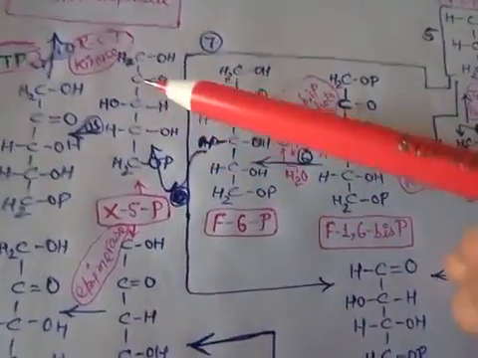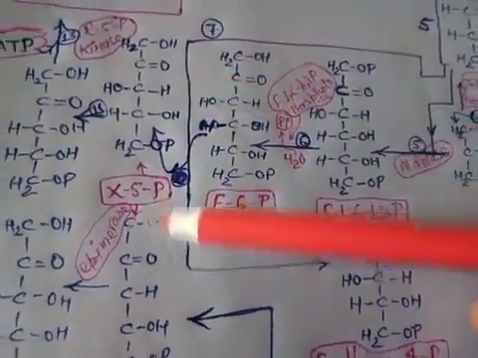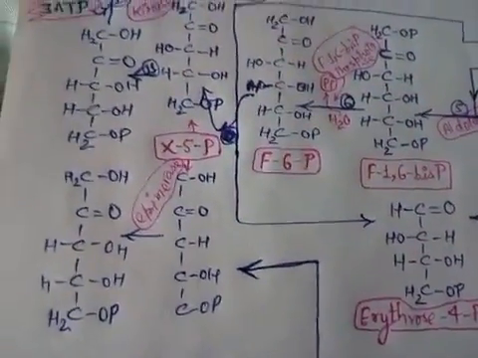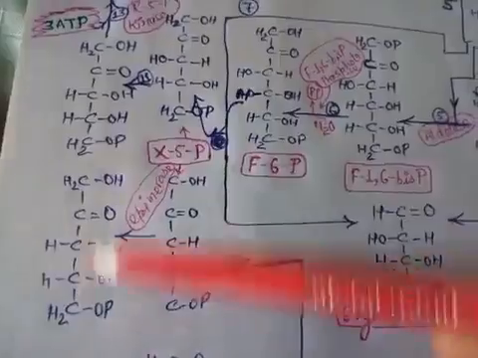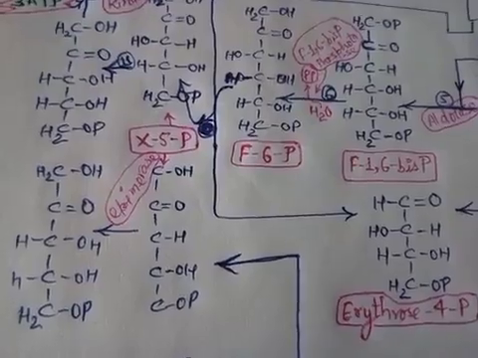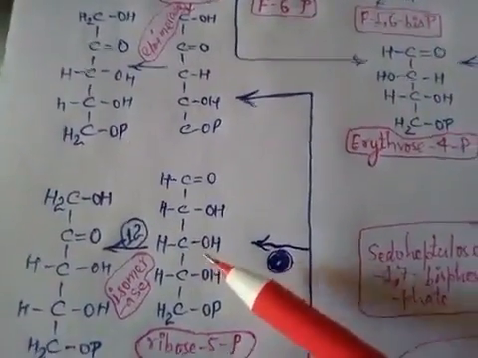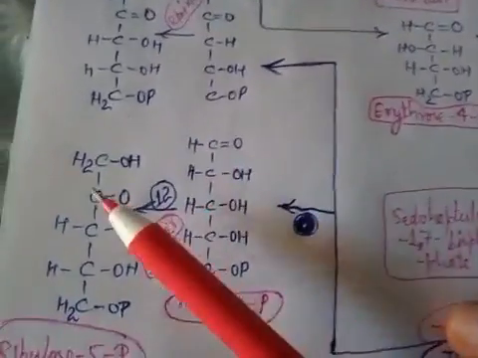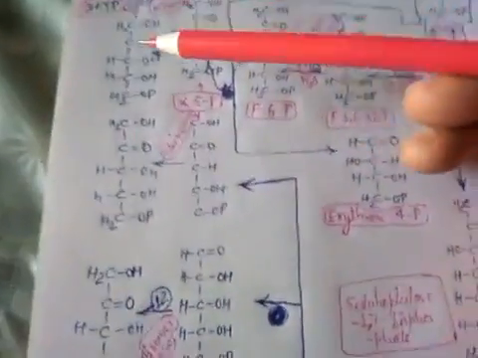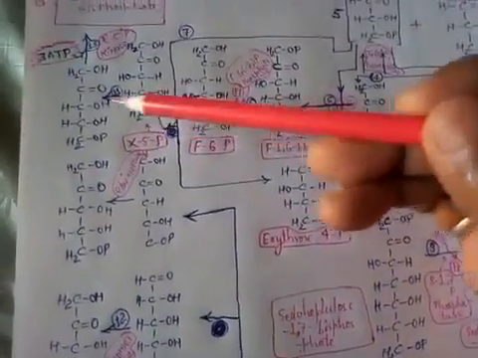In the next step, these structures are xylulose 5-phosphate. They are converted into ribulose 5-phosphate in the presence of the enzyme epimerase. Whereas this ribose 5-phosphate is converted into ribulose 5-phosphate in the presence of the enzyme isomerase. So now these are the 3 molecules, 1, 2 and 3. 3 molecules of ribulose 5-phosphate are formed here.